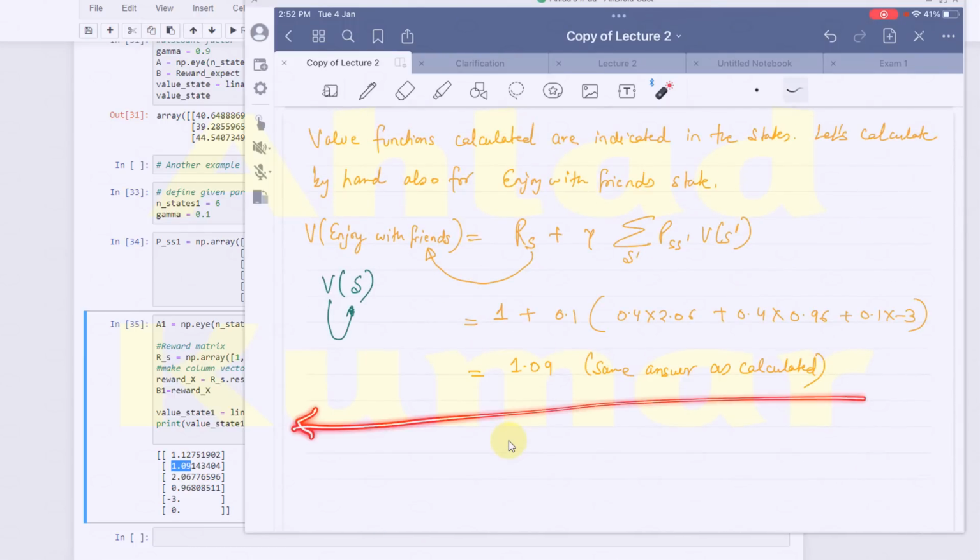So I think this completes the full understanding of the Markov reward process. In the next chapter we will discuss the Markov decision process and then we will move forward.